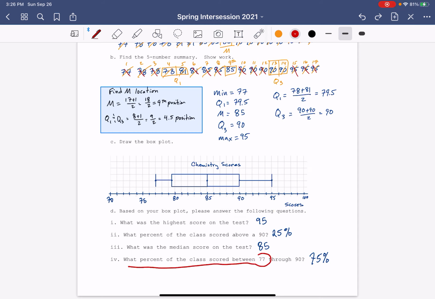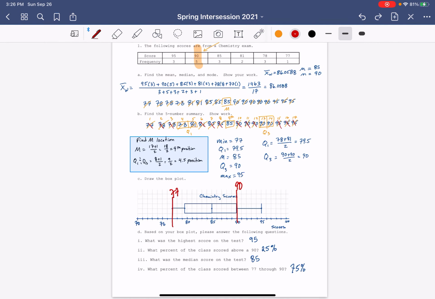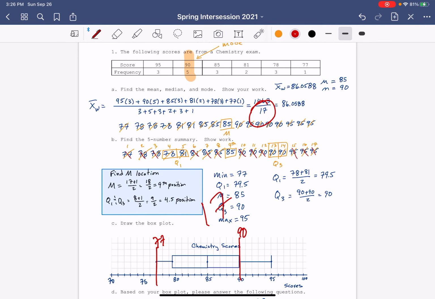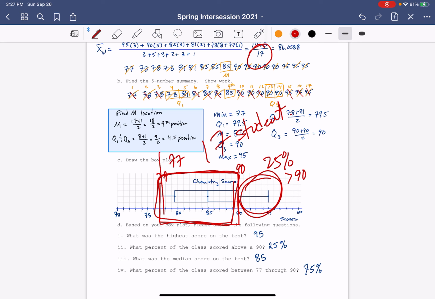What else? What percent of the class scored between 77 and 90? What percent scored between 77 through 90? Well, here's 77 and here's 90. What percent, right? So out of the 17 students, how many scored between a 77 and a 90? Well, we know that 25% of the students scored above 90. But these people over here scored below 90 or between 77 and 90. And that is 75% of them.